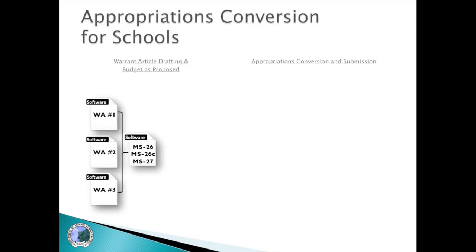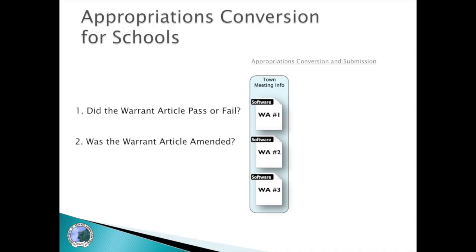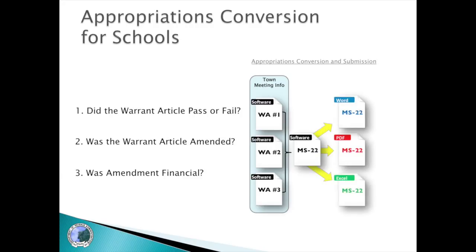To this point, you have submitted your proposed budget with all of your warrant articles aggregated through the system. Following annual meeting, you'll have the ability to bring all of those warrant articles forward, and you'll be asked 3 questions. Did the warrant article pass or fail? Was the warrant article amended? And were those amendments financial? After answering those 3 questions for each of your warrant articles, the system can be prompted to generate your MS-22 form, which can be exported into Word, PDF, or Excel.